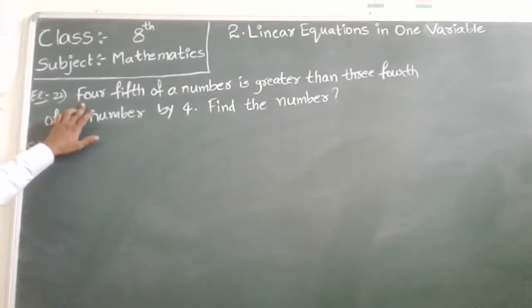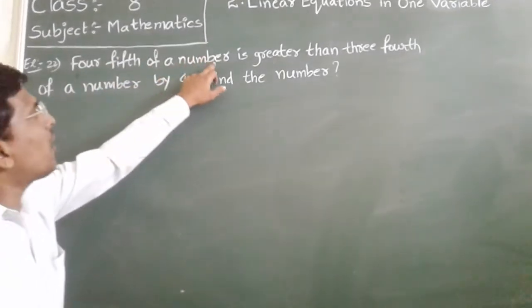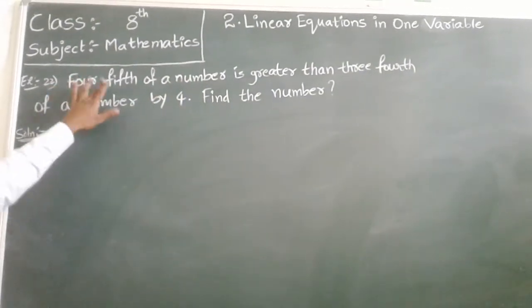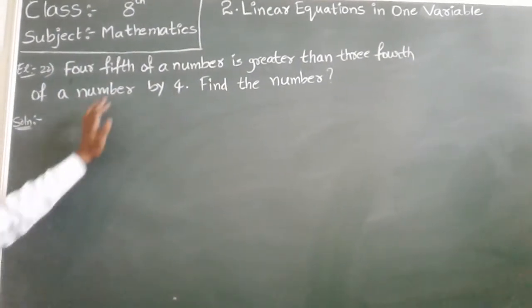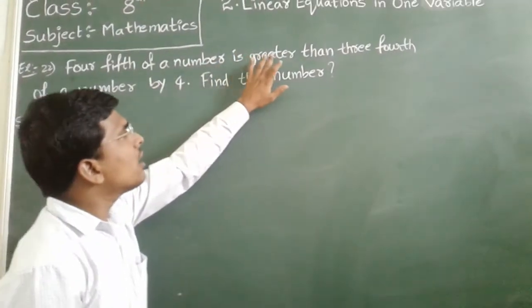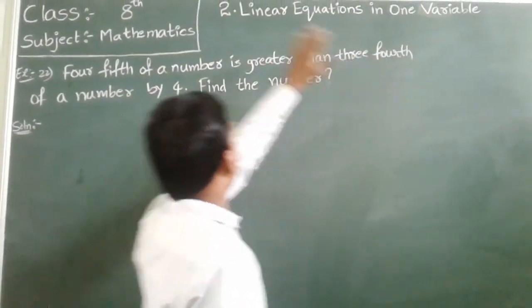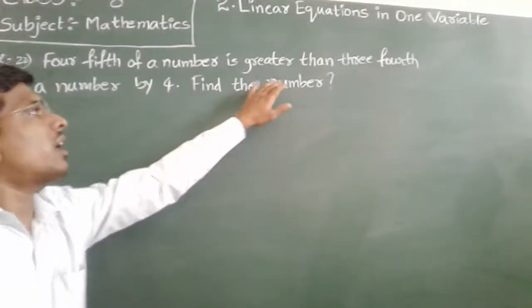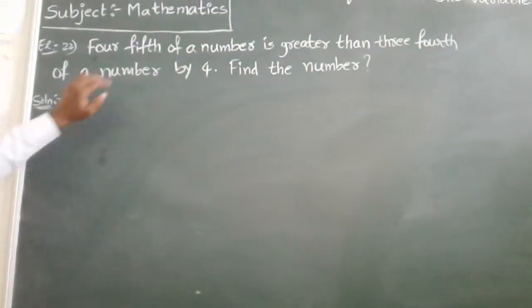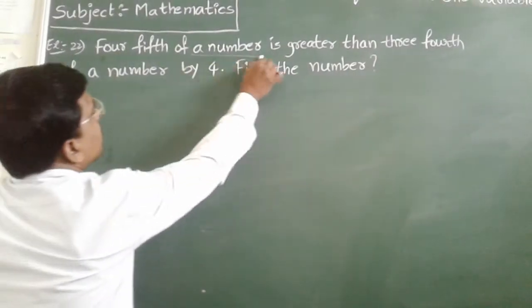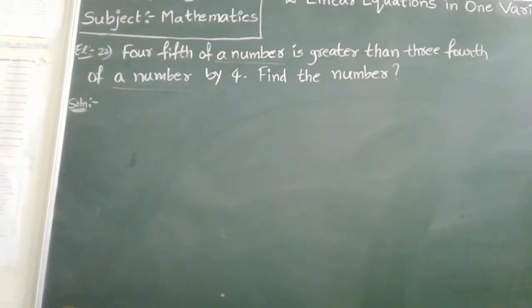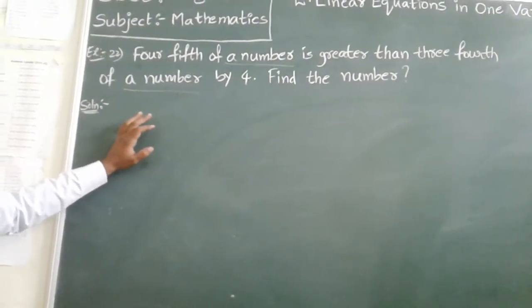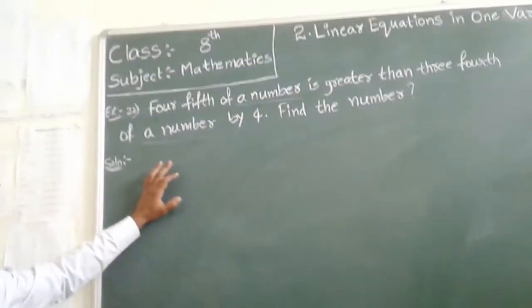Okay. Next, a verbal question. 4/5 of a number is greater than 3/4 of a number by 4. Find the number. Okay, so here you can observe: a number. What is the number? We don't know here. We have to find that particular number.